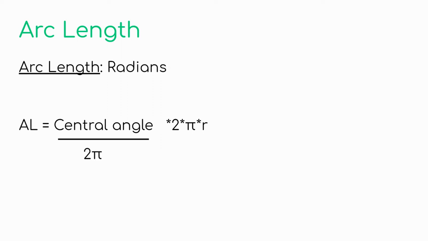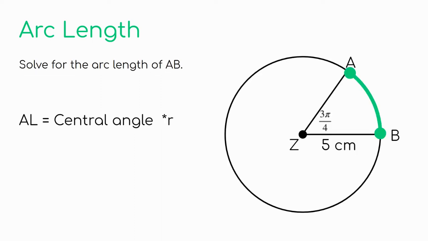I'm going to make it a little bit easier for you. You'll notice that there's a 2 pi at the bottom of our fraction and a 2 pi up here. We are going to just cancel those out. So we're left with our central angle times r. So what I would do is write down this formula: arc length equals central angle times r. I'm going to show you how to use it.